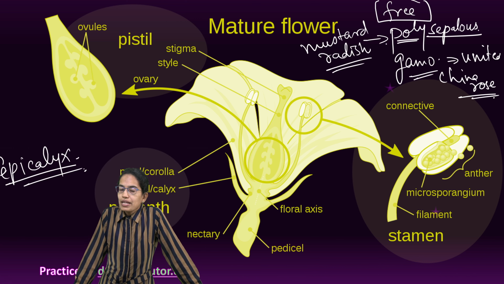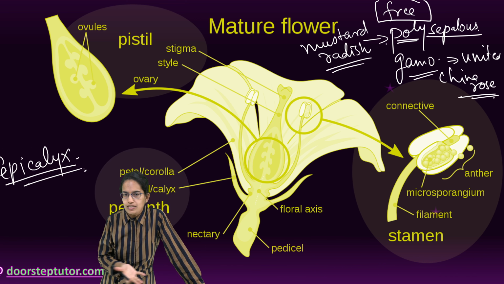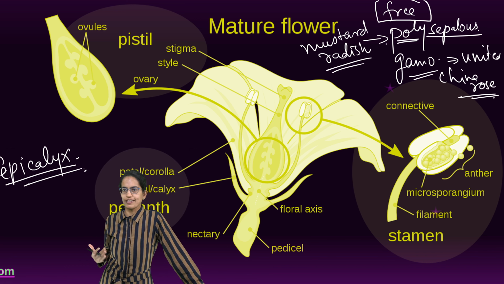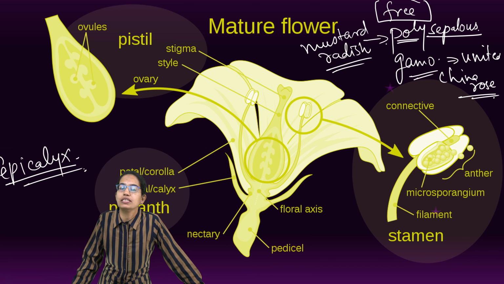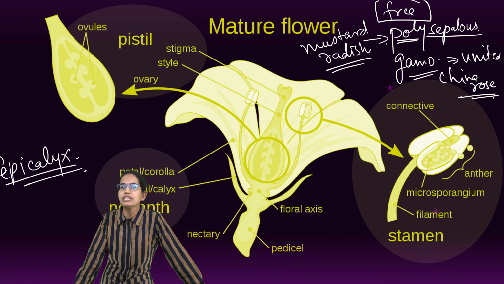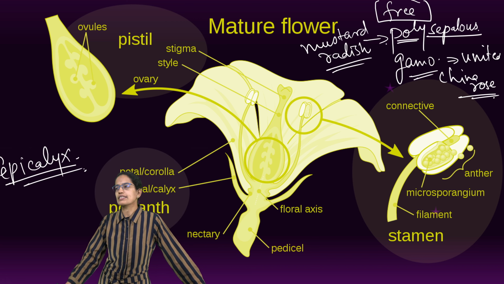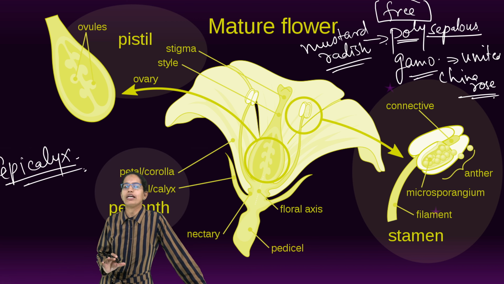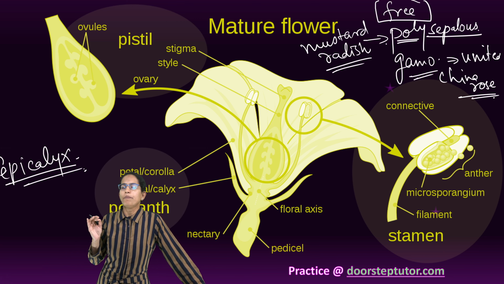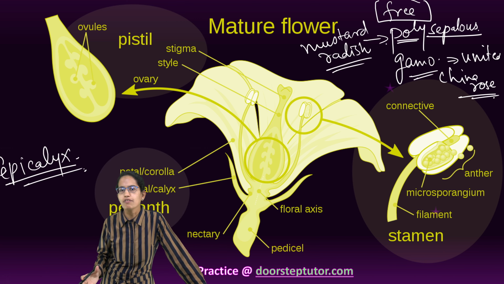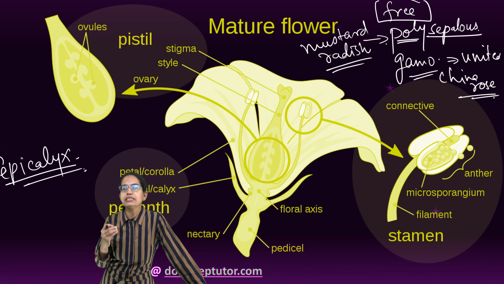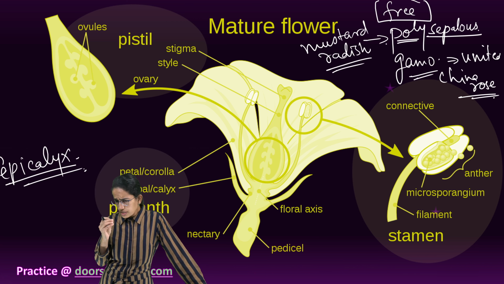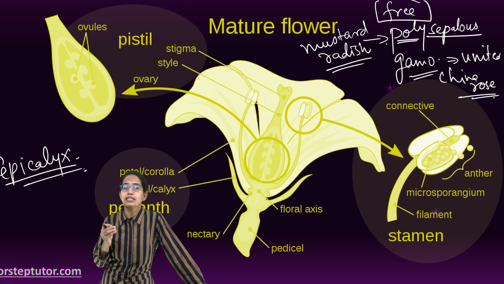Now, sometimes the calyx always remains. Persistent, as we say, you are persistently studying. So persistent means always. If the calyx remains always, it is called a persistent calyx. Brinjal, peas, guava are examples where persistent calyx is seen. The other form of calyx is deciduous.